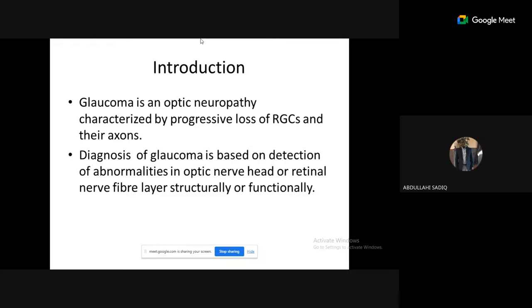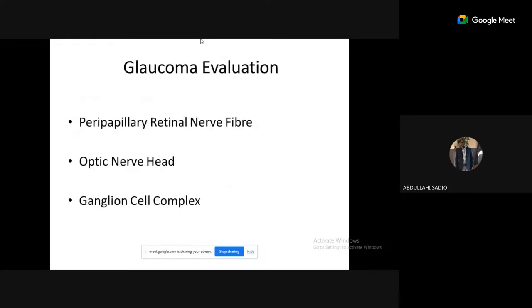OCT is one of those methods. Now, for the purpose of glaucoma evaluation, in the OCT we're interested in three areas: one, the peripapillary retinal fiber layer, the optic nerve head, and the ganglion cell complex. Most of the OCT machines, the Cirrus OCT, the Triton, the Optovue, the Spectralis, all of them give information about these features.